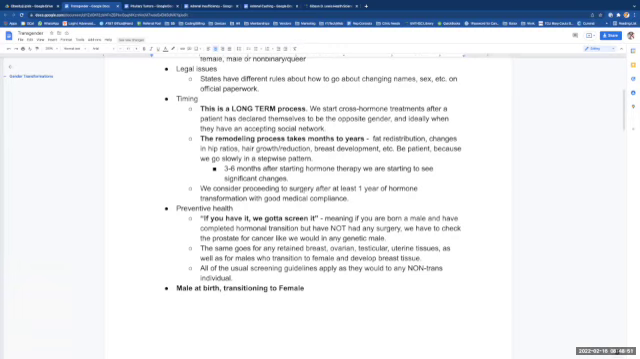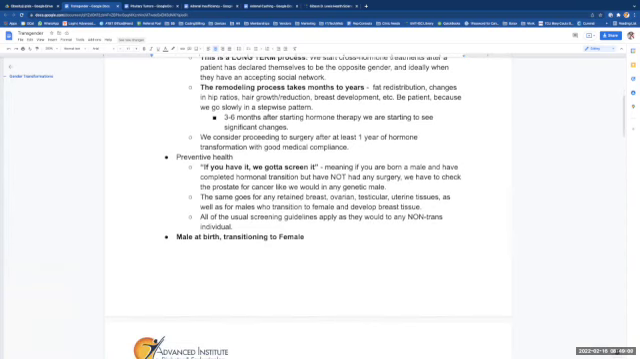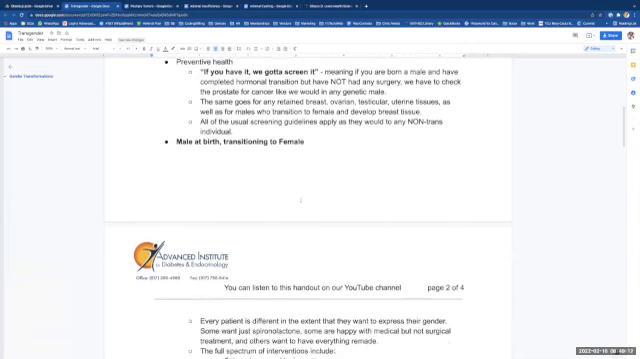The remodeling process takes months to years. Fat redistribution, changes to hip ratios, hair growth or reduction, breast development, etc. Be patient because we go slowly in a stepwise pattern. 3 to 6 months after starting hormone therapy, we start to see significant changes. We consider proceeding to surgery after at least 1 year of hormone transformation with good medical compliance.